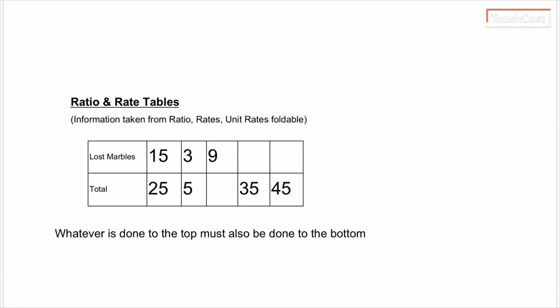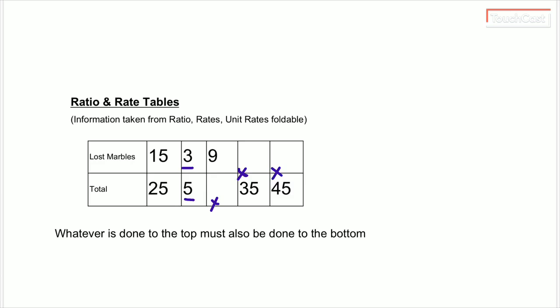In order to fill out the table, we're going to use the information given to plug in the gaps here, here, and here. The information that we're using for this particular table comes from the ratios, rates, and unit rates foldable. So we had 15 lost marbles to 25 total marbles. This ratio simplified to 3 lost marbles to 5 total marbles. And we're going to use that information to help us fill out the rest of this table.